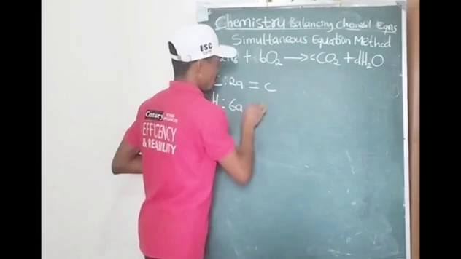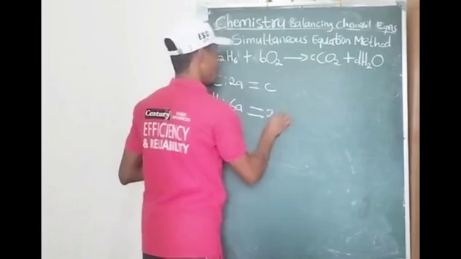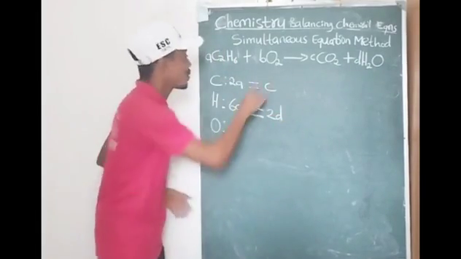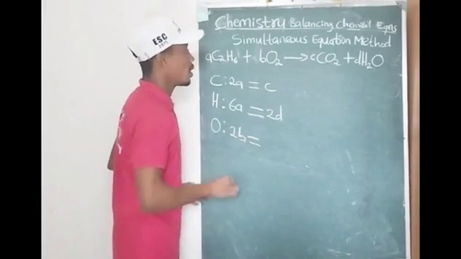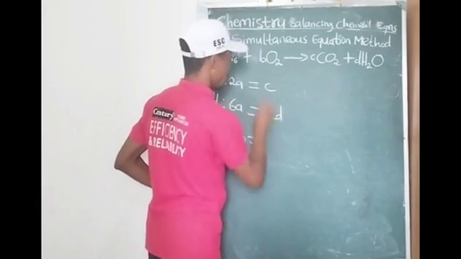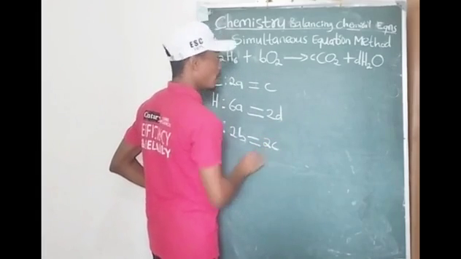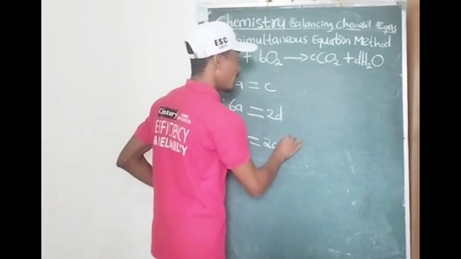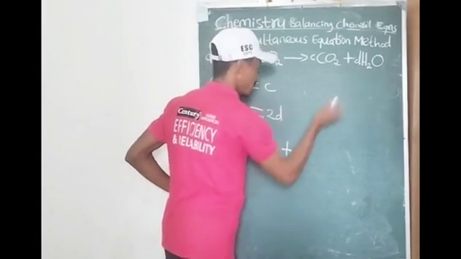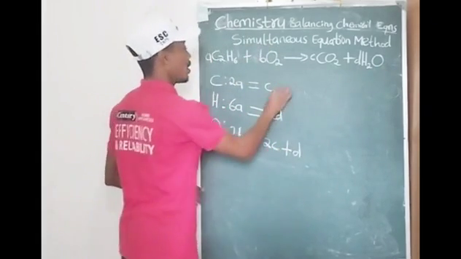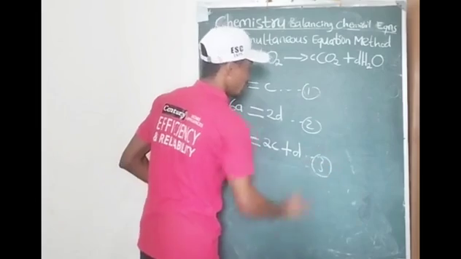My arrow equals 2 times D, that is 2D. Oxygen: 2B equals... any other oxygen atom? Yes? No, not in the reactant, but in the product, yes. So that is 2C, giving me 1 times D, that's 1D, which is D. This is equation 1, this is equation 2, and this is equation 3.